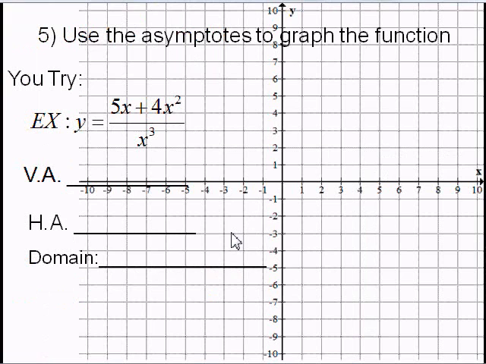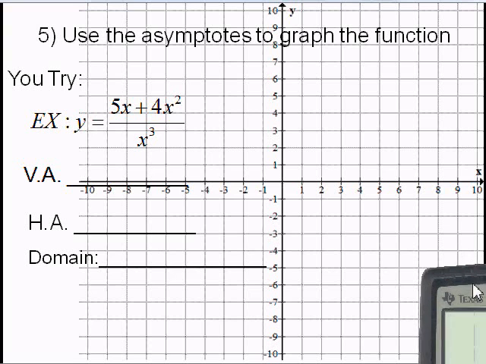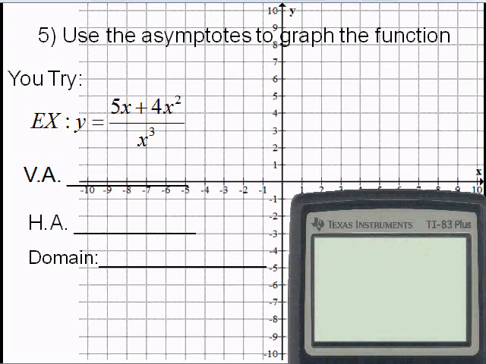Okay, now we're on to our first example for you to work mostly on your own. I understand you don't have a graphing calculator, so you're going to get to use the points from mine here in a second. First, I'd like you to pause the video, find the vertical and horizontal asymptotes, and graph them.